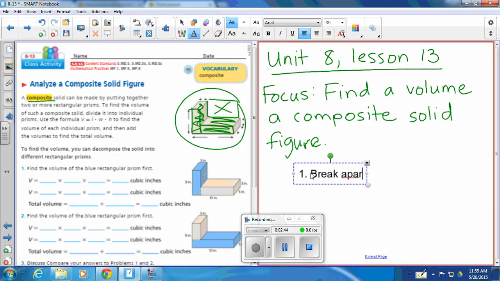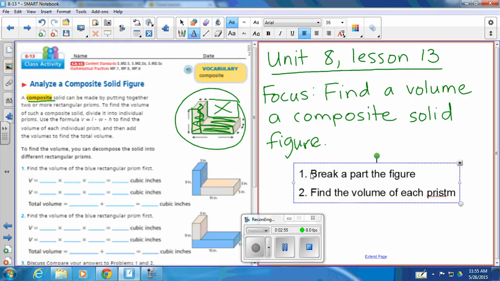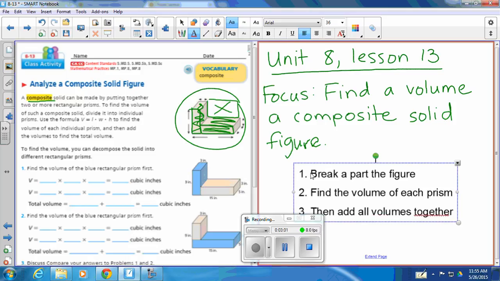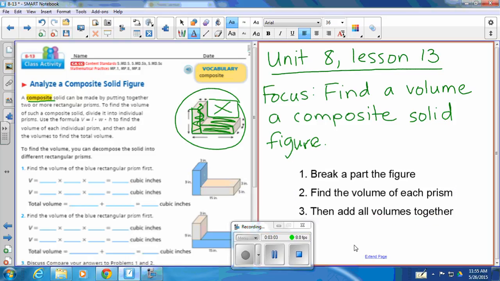Okay, so we're going to break apart the figure. And then we're going to find the volume of each prism. Then we'll add all volumes together. Okay, so our unit's going to be in a single unit like centimeters, a squared unit like centimeters squared, or a cubed unit like centimeters cubed. Which one's it going to be? It's going to be cubed because we're finding volume.